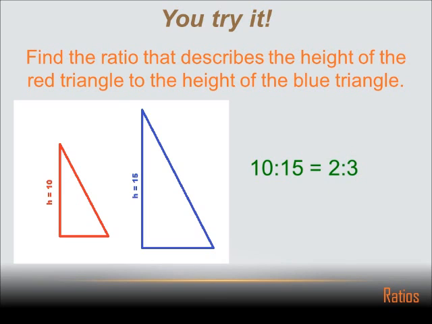Now, one thing you need to remember is that they're telling you the order that they want those numbers in. It's asking for the ratio of the red to the blue. So I have to put the red number first and the blue number second. If I said that was 15 to 10, I'd be wrong. It's 10 to 15 or 2 to 3.